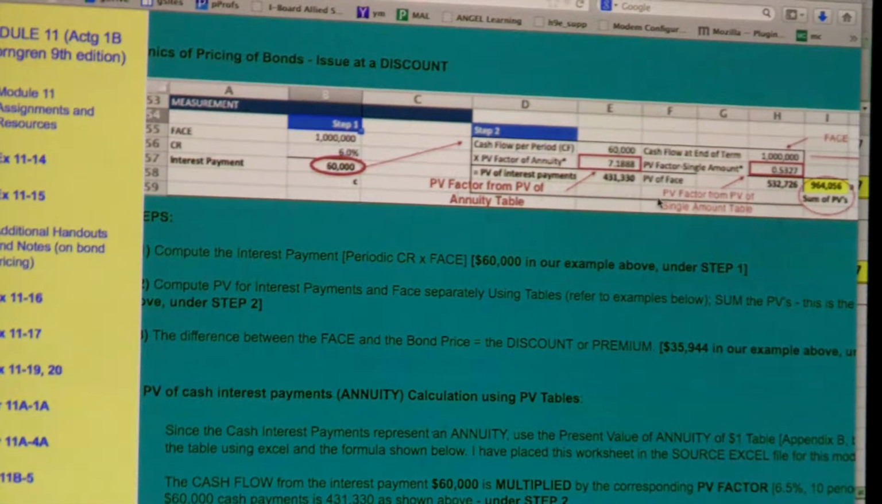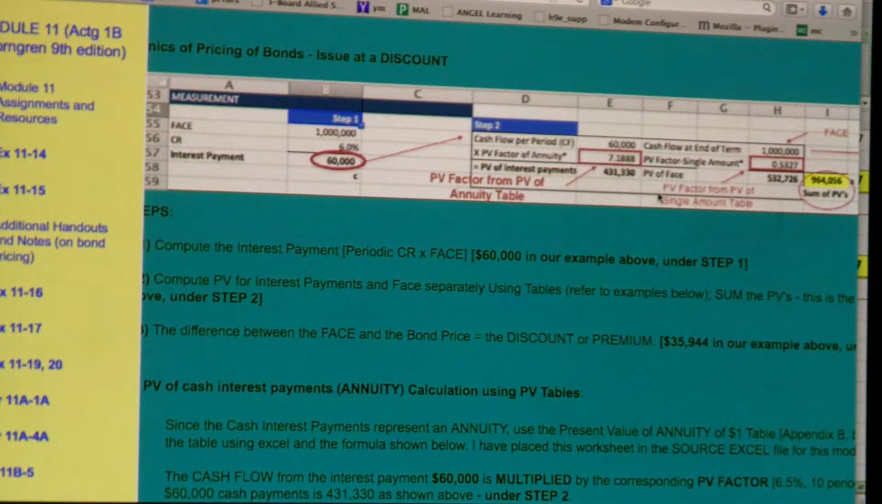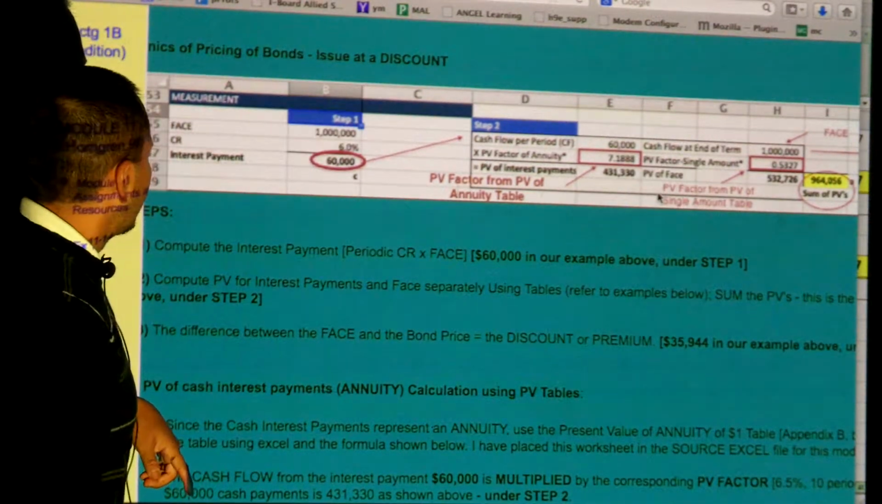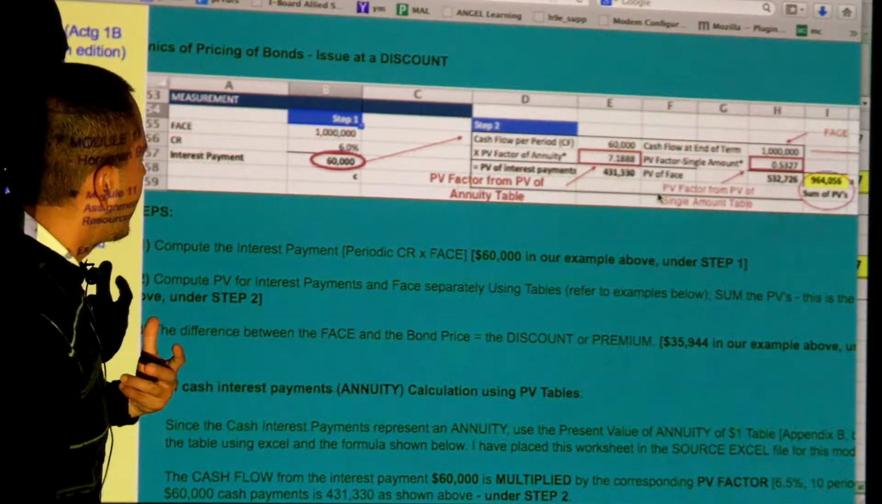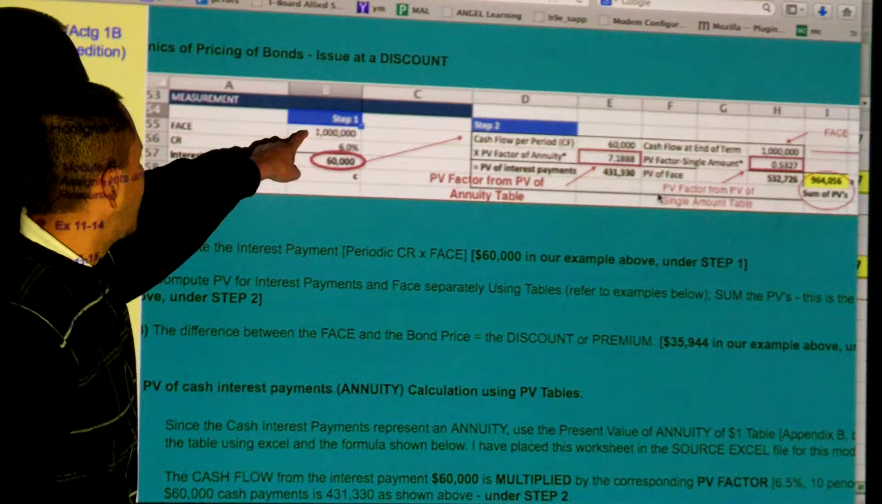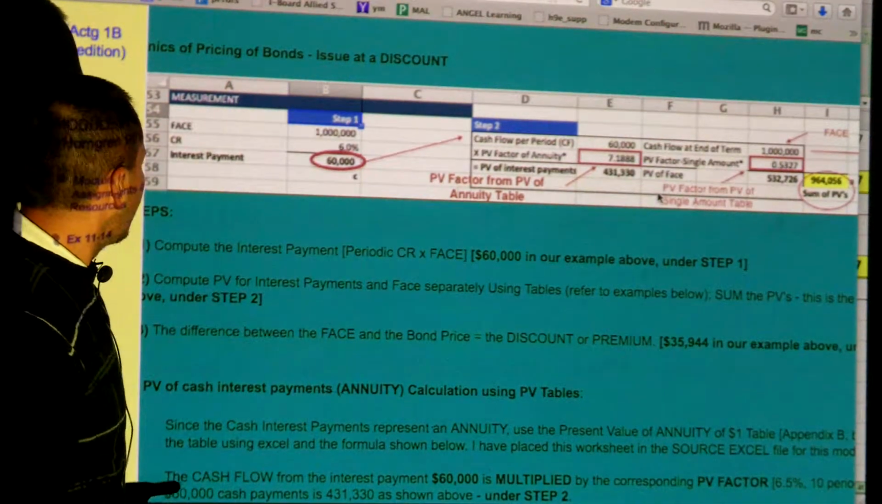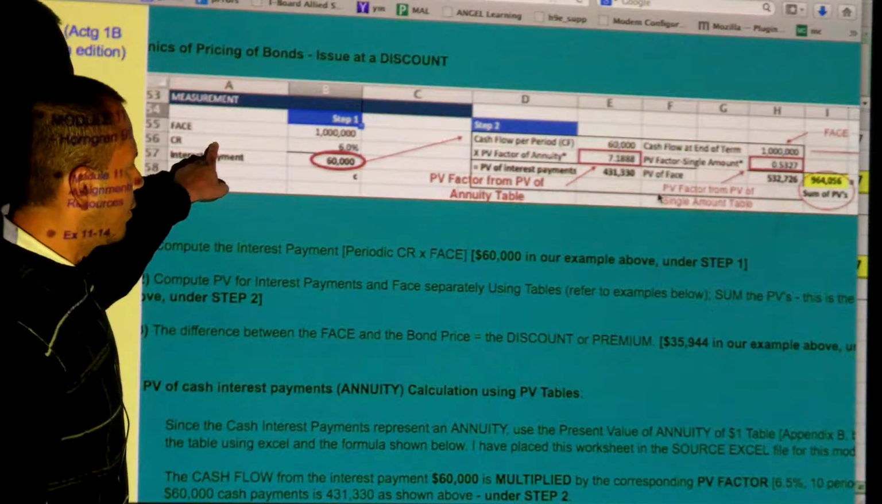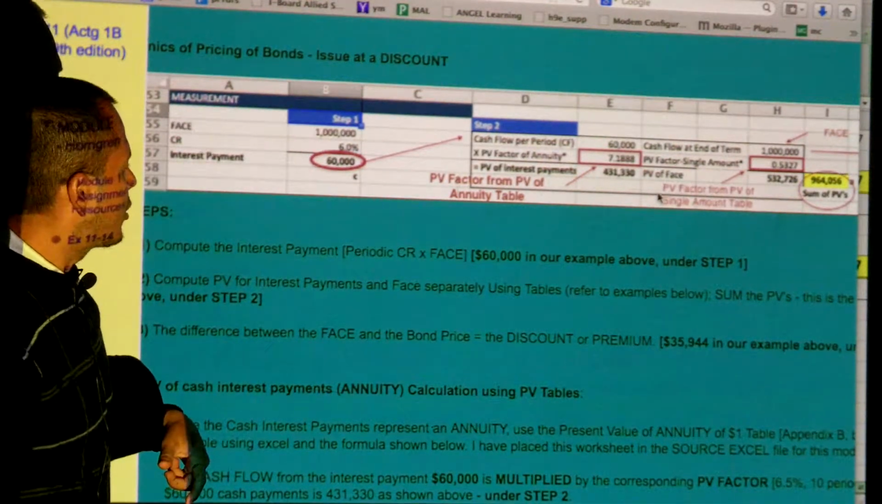Here I'm going to try to briefly explain how to price a bond, and I'm going to be using an example of a bond issued at a discount. The very first step you need to do here is take the face amount of those bonds. In this case, I'm just giving it to you as $1 million. The CR, or contract rate, on those bonds is 6%.